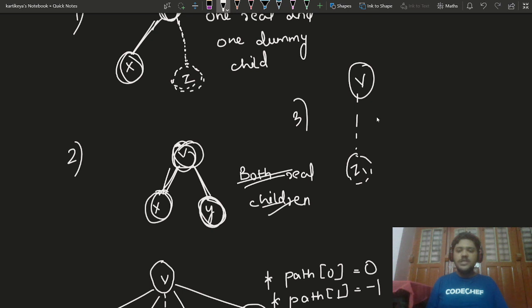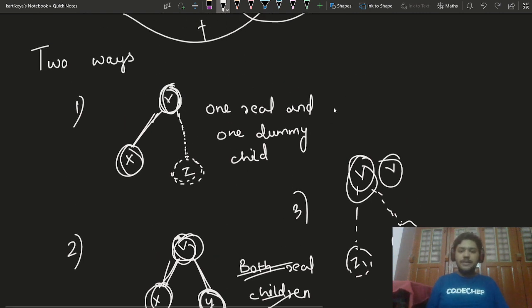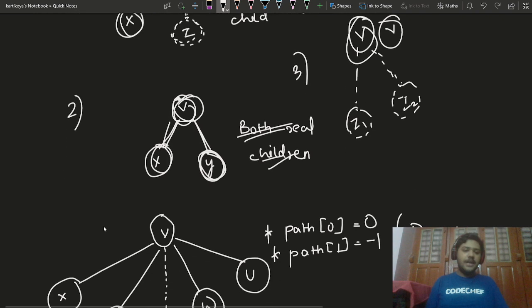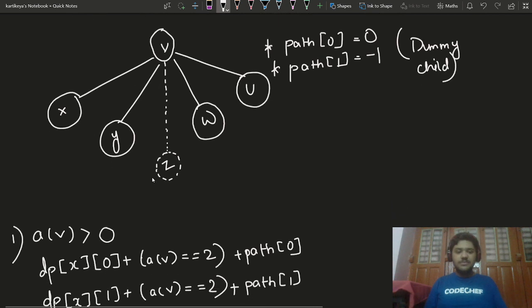This z1 is a dummy child, z2 is a dummy child. It starts from z2, which is an empty path, goes to v, then goes to z2, which is also an empty path. So it consists of only the node v. So what does this path comprise of? X to v. What does the second path comprise of? X to V to Y. And what does this comprise of? Only V. Okay, now let's discuss a few more things.